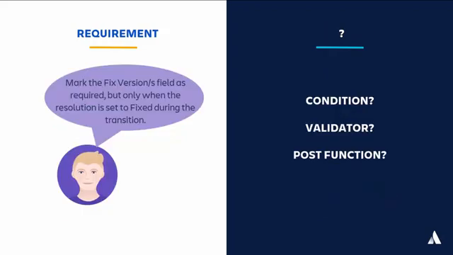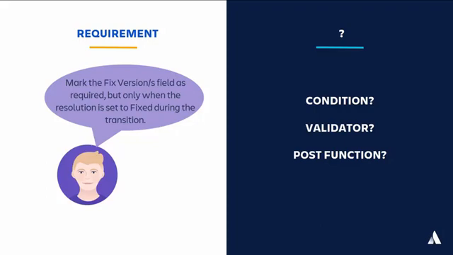Here is our final example. Mark the fixed versions field as required, but only when the resolution is set to fixed during the transition. Remember that fields can be made required via the field configuration, but this will make them always required, whenever and wherever they appear on screens.